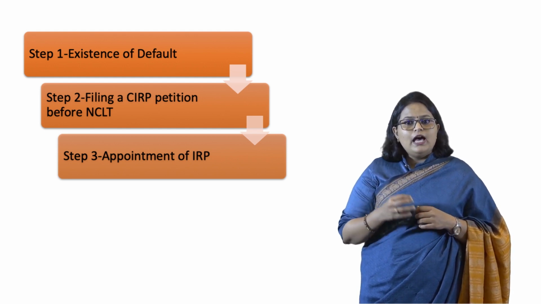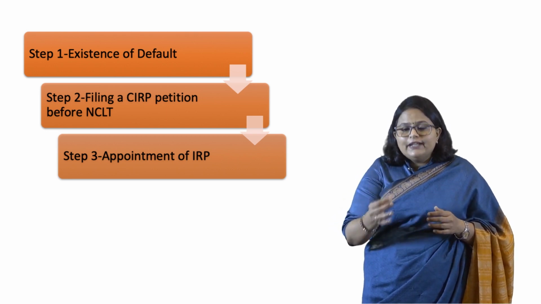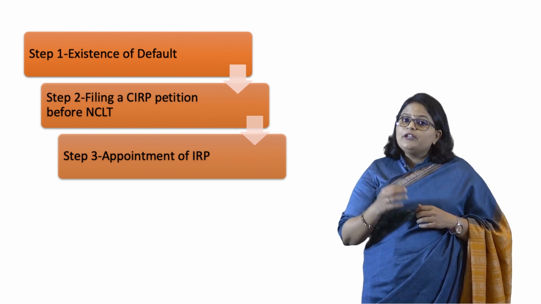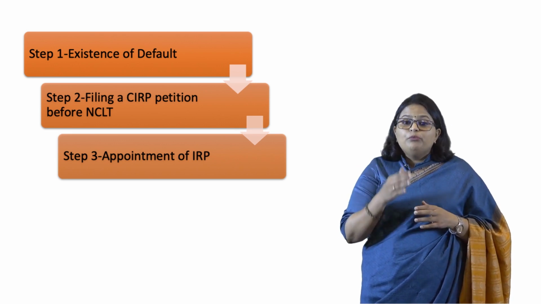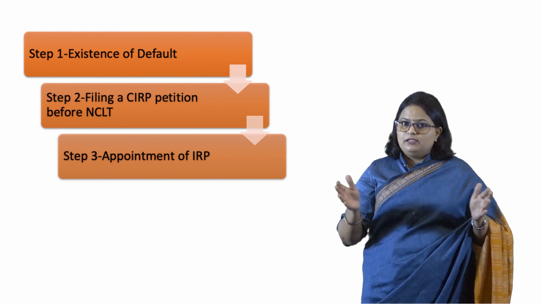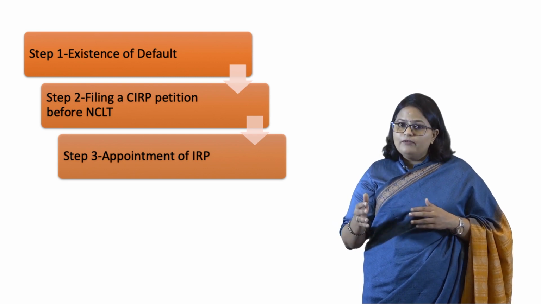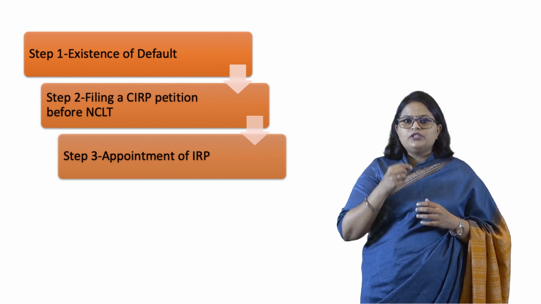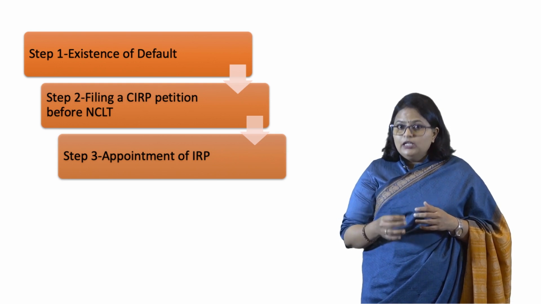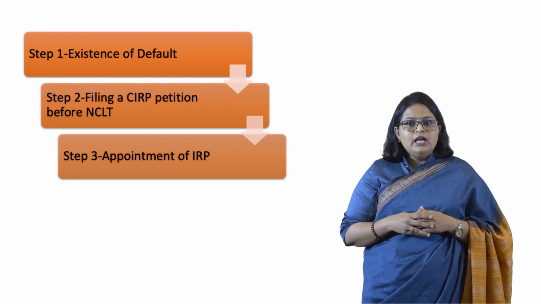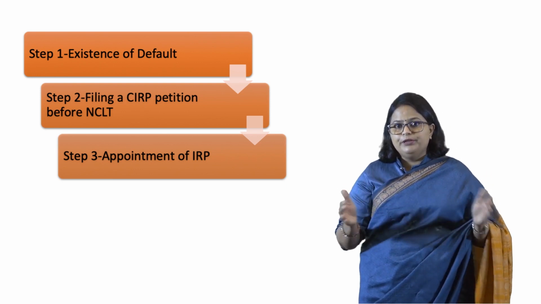The CIRP has to be completed within a period of 330 days from the date of admission of the application. The moratorium period will also begin from this date. During this period, the board of directors of the company stands suspended and the promoters have no say in the management of the company. However, the IRP can seek cooperation from the management in managing day-to-day affairs of the company. The IRP shall conduct the entire CIRP and manage the operations of the corporate debtor during this entire period.